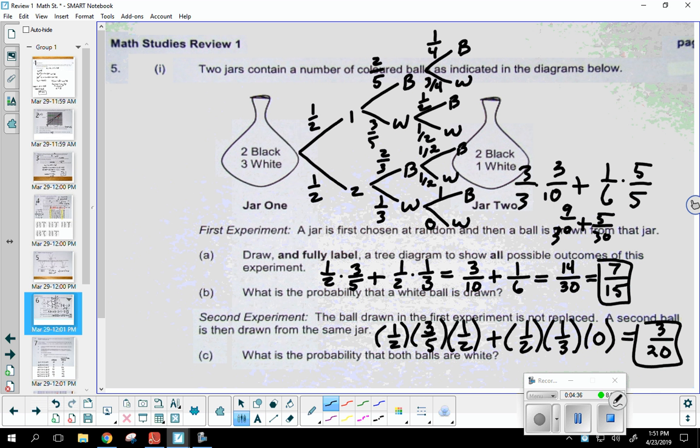Oh, okay, A was just to go ahead and draw the diagram. Okay, so B, there we go. That was this time. Okay.